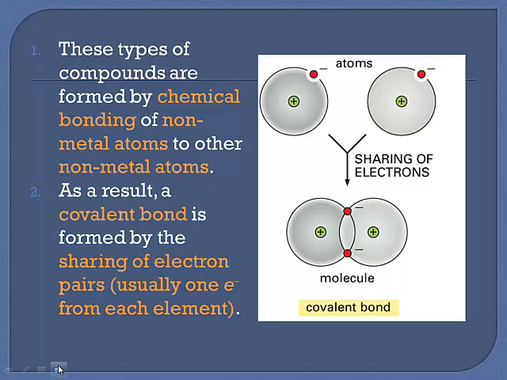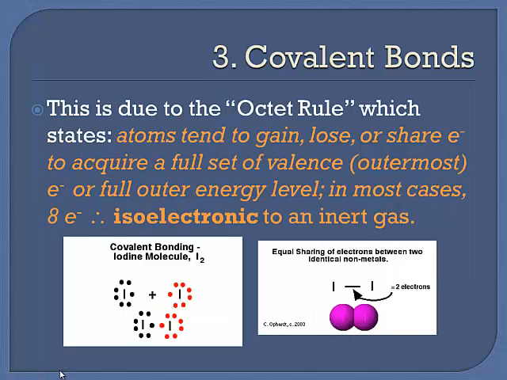What we see is that because neither non-metal atom is strong enough to steal electrons away from the opposite atom, instead, they have to share an electron pair, usually one electron from each element. What I remember is that covalent compounds have to cooperate, and they do so by sharing their outermost electrons.